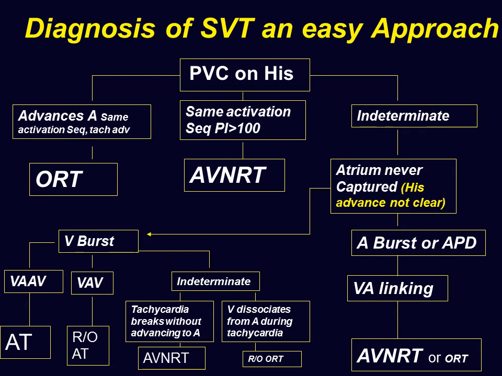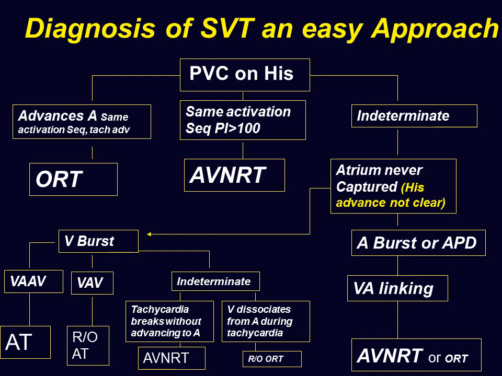This is one of the rough schematics we use. PVC on HIS advances the A, same activation sequence, tachycardia advanced, ORT. Same activation sequence where the PPI is greater than 100 is AV node re-entry, indeterminate. Atrium never captured, HIS advanced not clear. We burst the V, and if you have VA, AV, it's AT, VAV, rule out AT, and it's indeterminate. Tachycardia breaks without advancing to A, it's AV node re-entry. But V dissociates from A, then you have to rule out ORT.